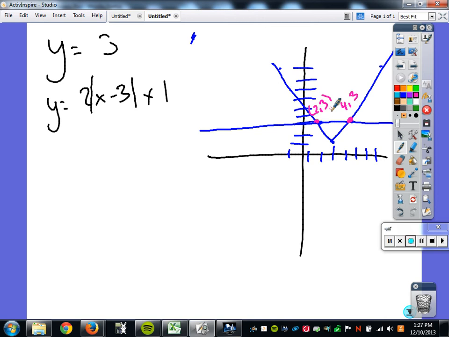Now what's wrong with this? Why is this not a very accurate way? What if I'm not graphing exactly? Then your answer will be off. It's going to be off a little bit, right?